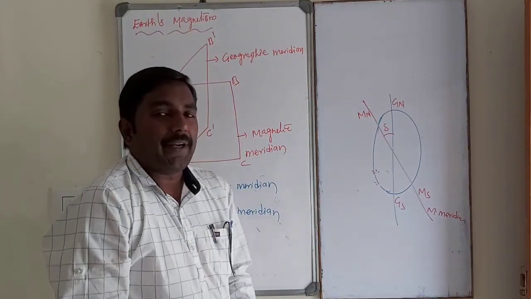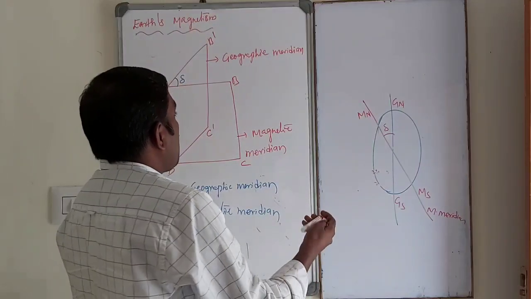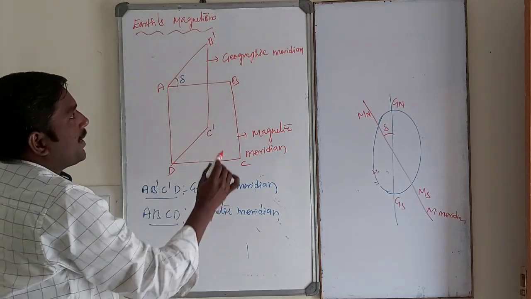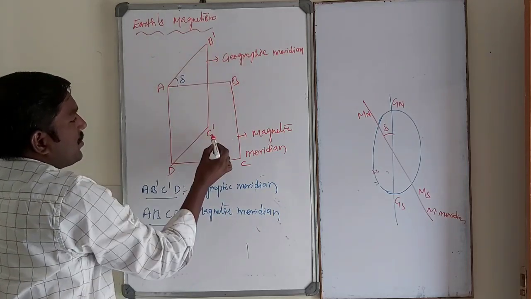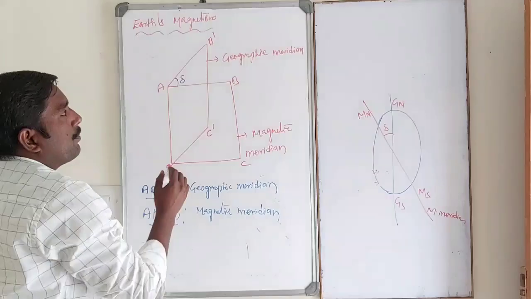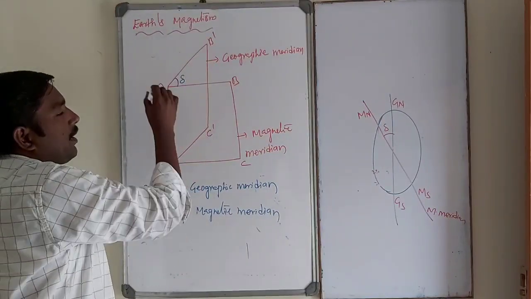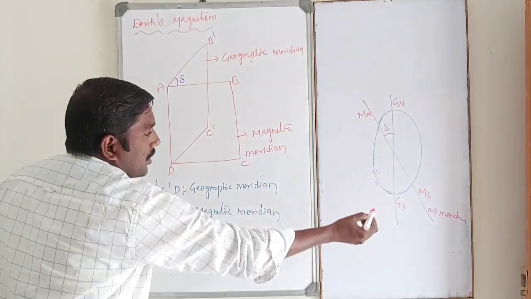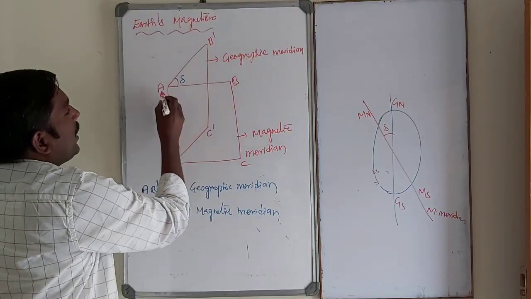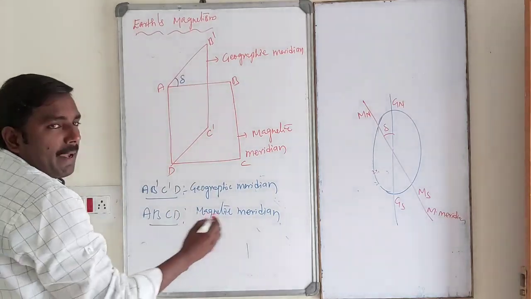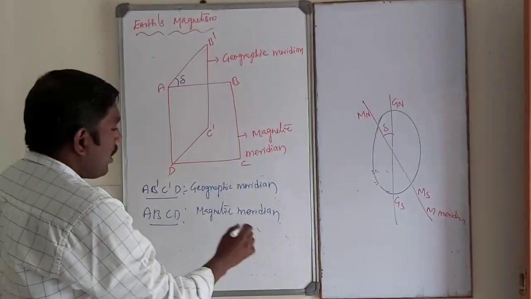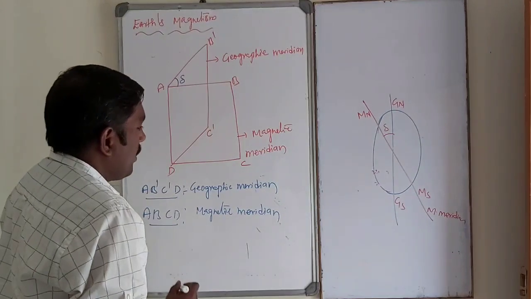Earth's magnetic elements. See, dear students, this is already completed. A, B dash, C dash, D is the geographic meridian, the vertical plane passing through the geographic north and south poles. And similarly, A, B, C, D is the magnetic meridian, the vertical plane passing through the magnetic north and south poles. That is called magnetic meridian.